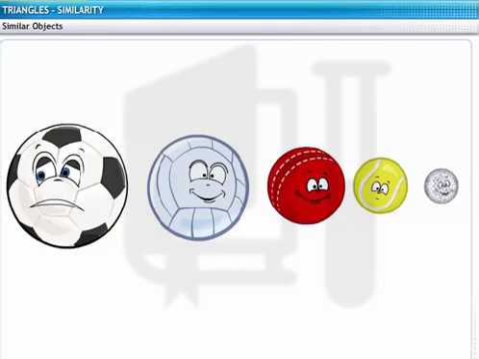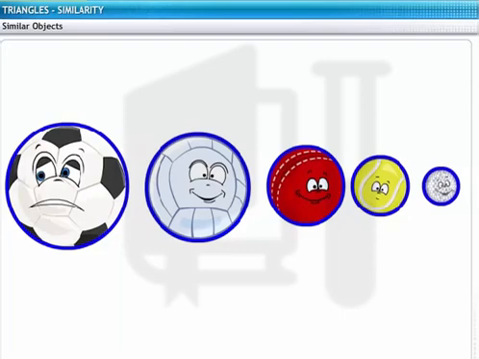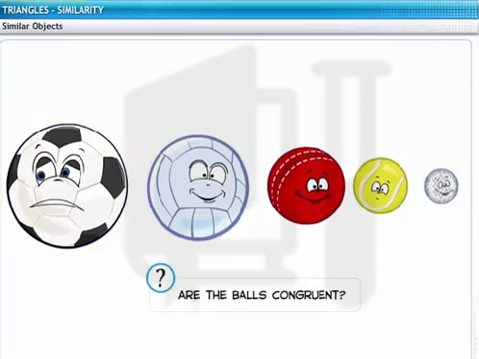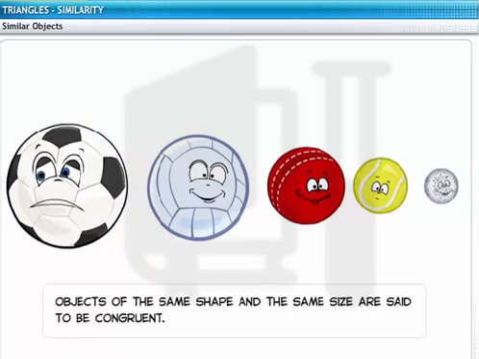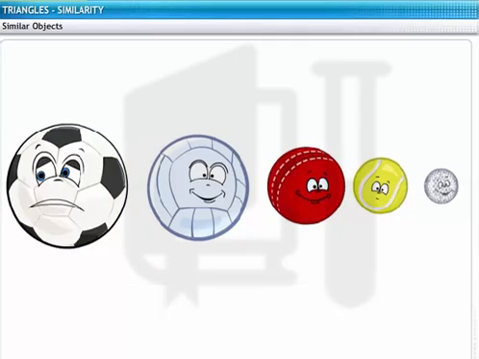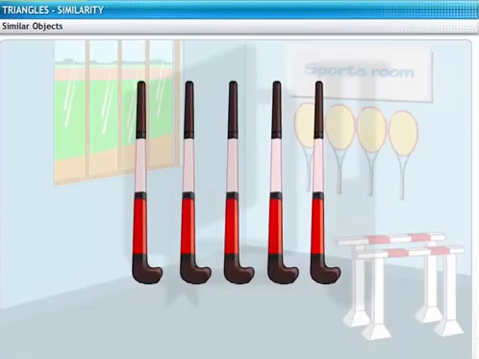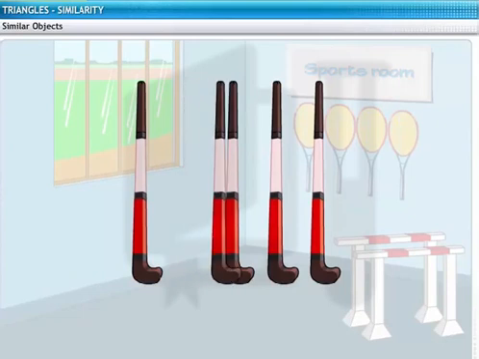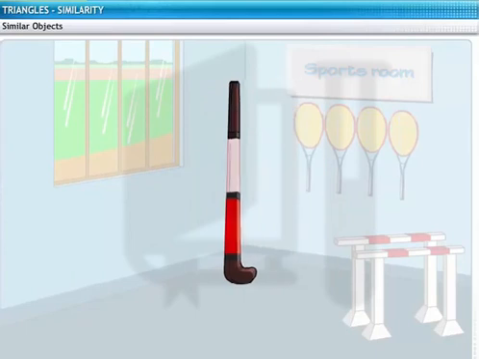That's quite a variety. All these balls are spherical in shape. Does this make them congruent? Objects are said to be congruent only if they are of the same shape and the same size. For example, look at these hockey sticks. They are equal in shape and size. Hence, they are congruent.